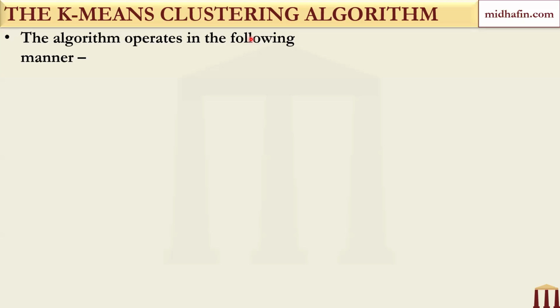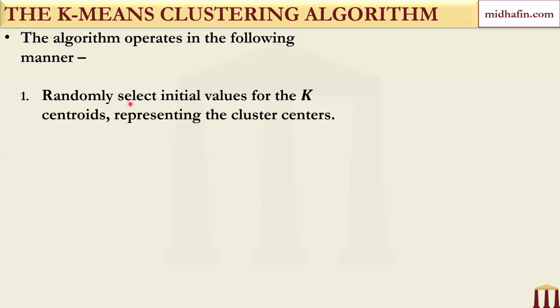And how does it work? It follows a 4 step process, which again is iterative, so it has to be repeated. You start by selecting randomly initial values for the K centroids. And why we are calling them centroids, we'll come to that. Basically, the cluster centers are known as centroids, and you pick K initial cluster centers randomly. Just think of it like, you've chosen your value for K, and you have dropped K pins randomly on your data map. That's it.